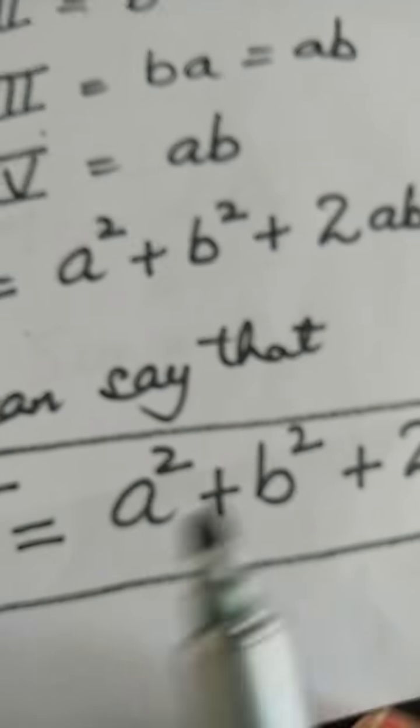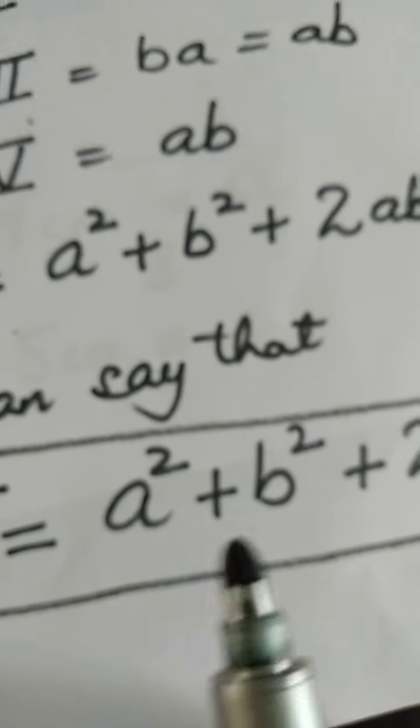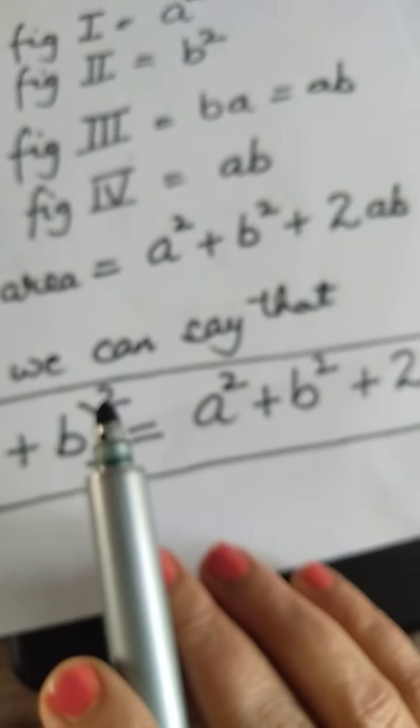Area of the 2 squares, that is A square plus B square, plus twice the area of A into B. Clear? When we add the area of the 2 rectangles, it is 2 times AB. So we get a very important formula here, children, that we use in algebra. It's called A plus B the whole square is equal to A square plus B square plus 2AB.